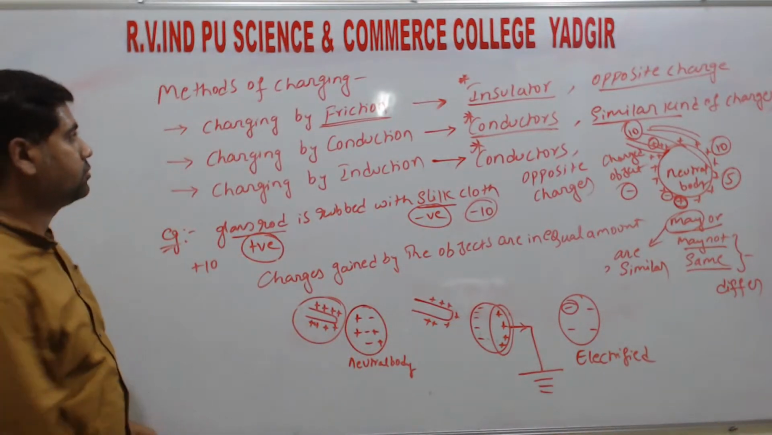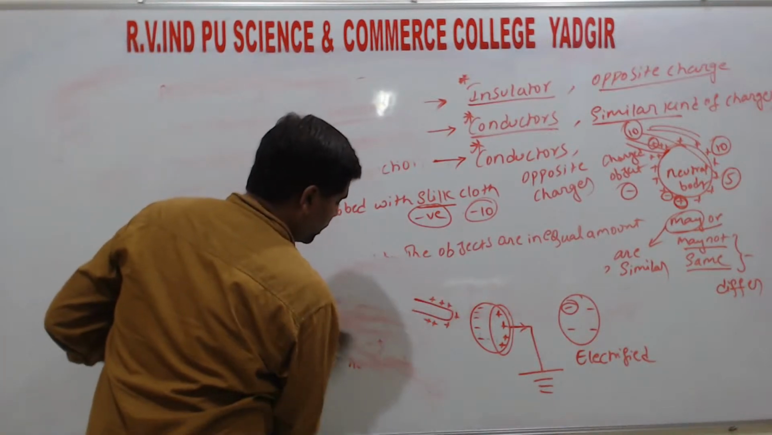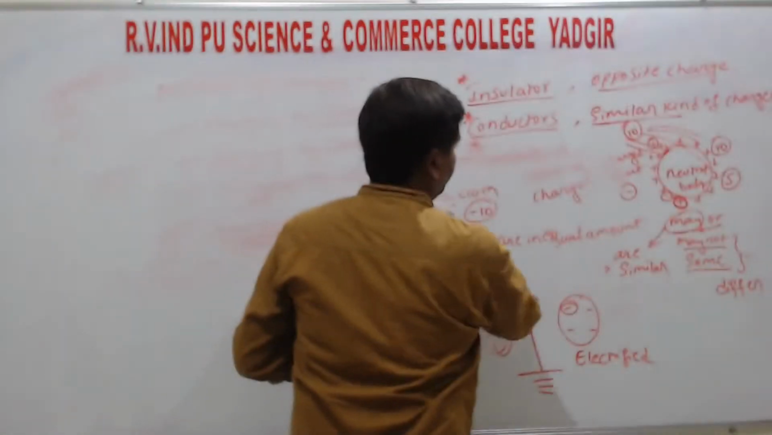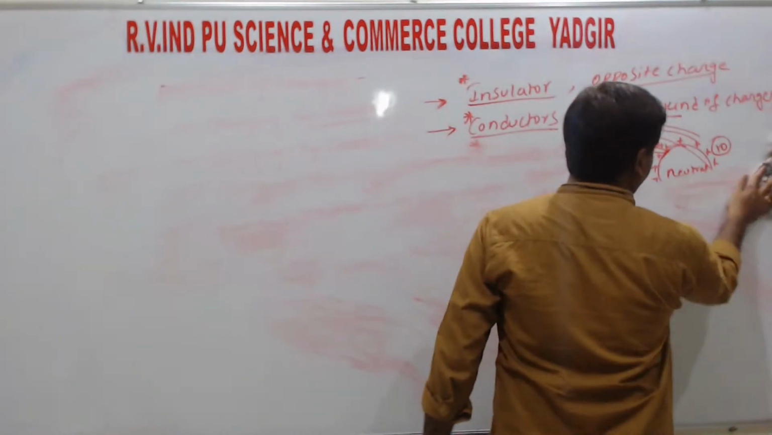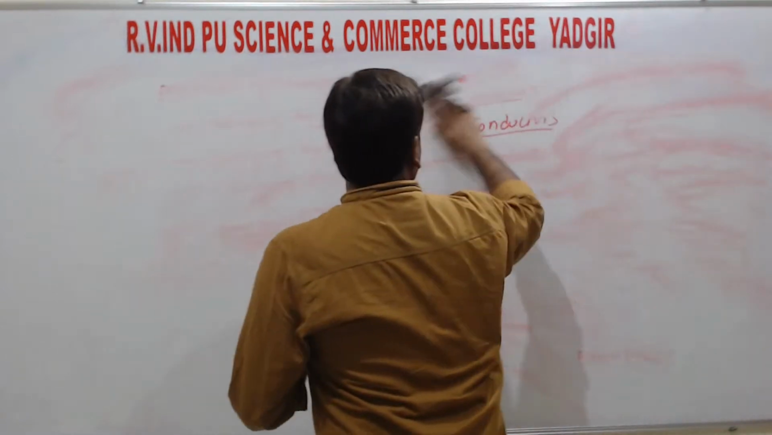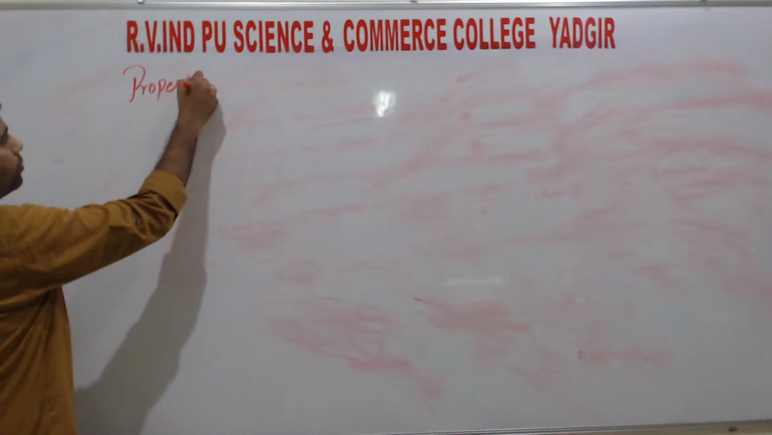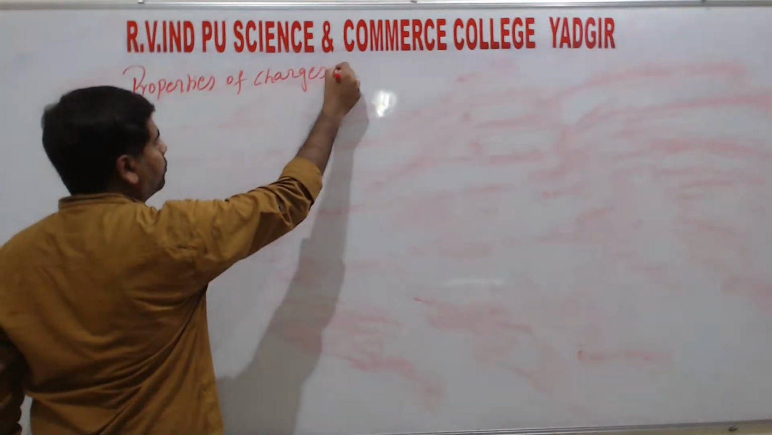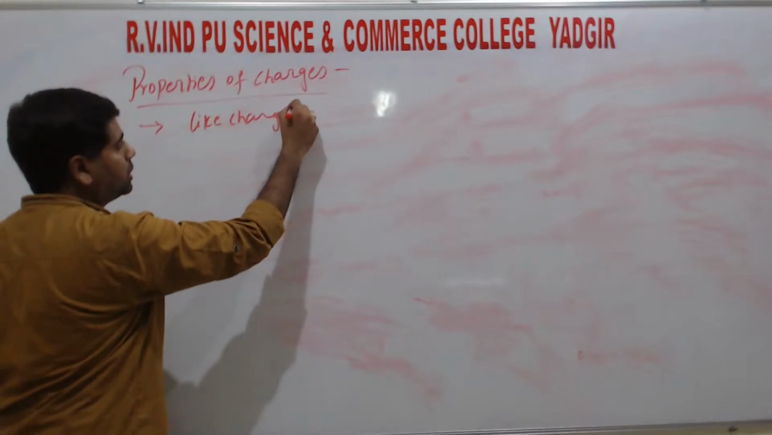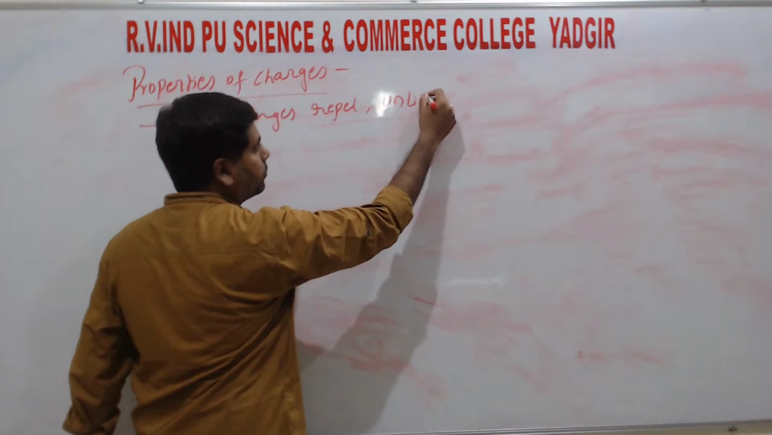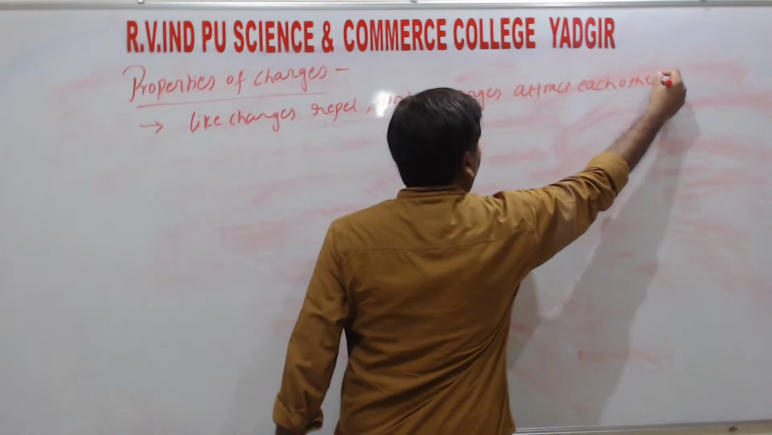So next, properties of charges. Right. The first property, as we already discussed, is that like charges repel and unlike charges attract each other. So this one is the first property.